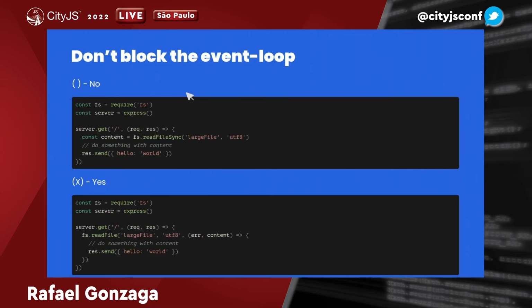Don't block the event loop. Okay? This is very important. If you increase the event loop lag, your application just dies. This is because Node.js works like this. This is because V8 handles it, okay?